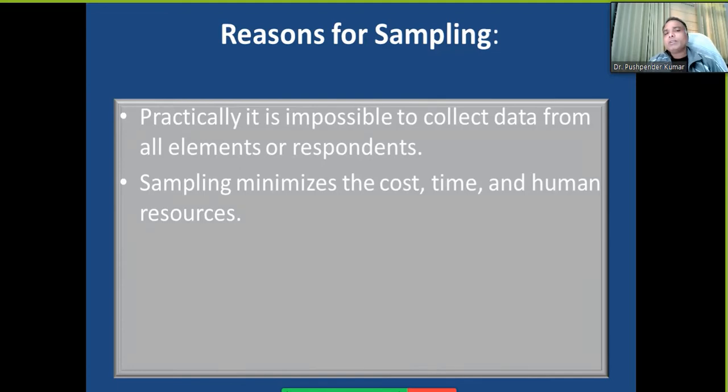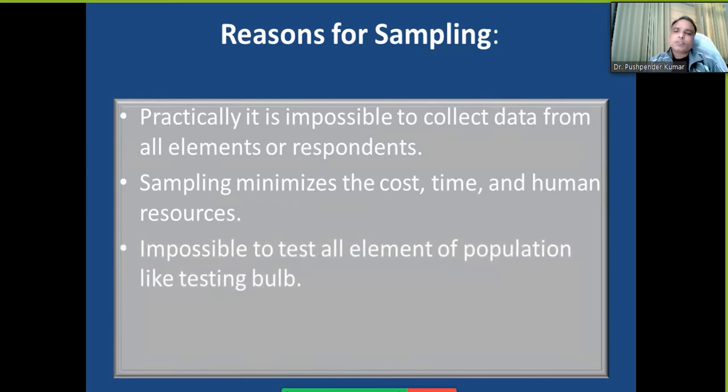Sampling minimizes the cost, time and human resources, that is very clear from the discussion. And it is impossible to test all elements of a population, like testing bulbs. If you test each and every bulb, what will happen? You will not have any production, you would only be testing the bulbs. So better don't test all the bulbs, just randomly select a few and test, and then it will give you some kind of surety that other bulbs would be performing the way they have been.